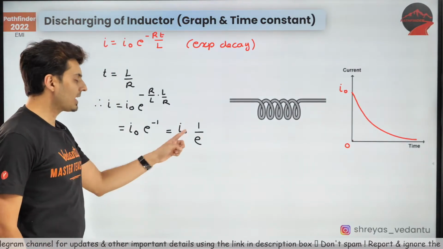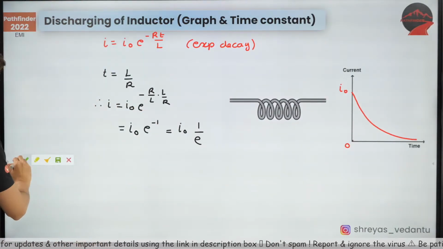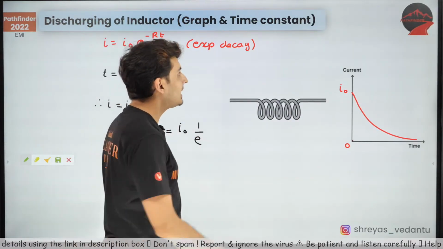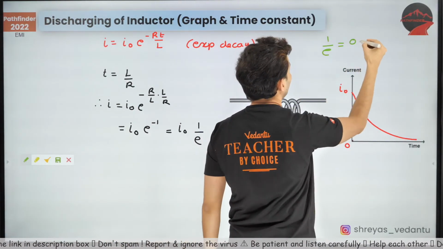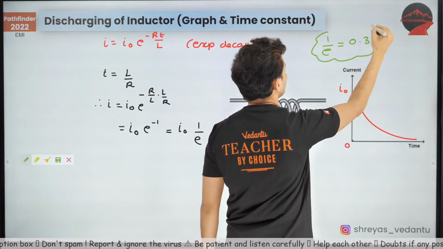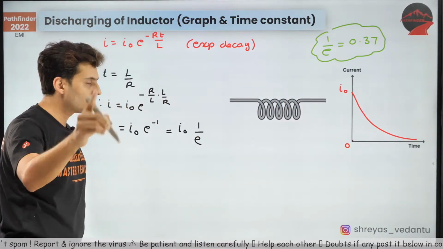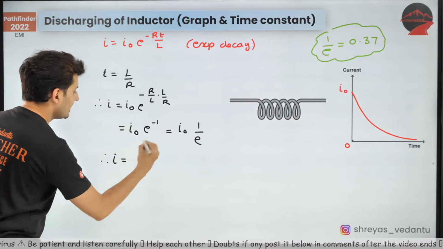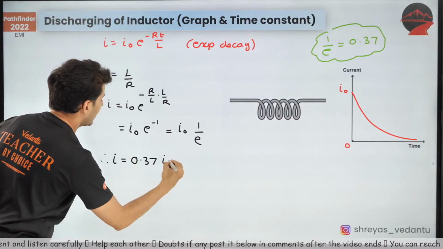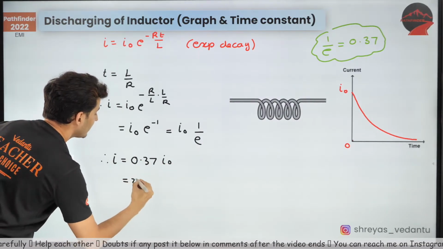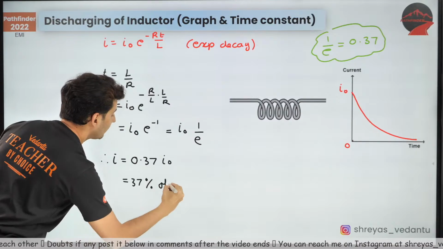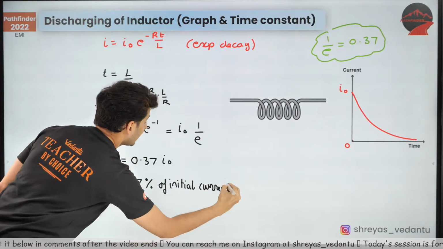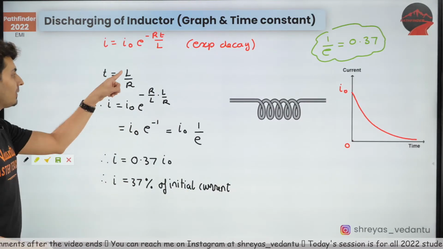Now if you remember this from capacitors, I have already suggested you to remember the value of 1 by e. e is 2.71, but 1 by e is nothing but 0.37. You are supposed to remember this value. Always keep this in mind. Very, very important. So what am I going to get? I will get the current as 0.37 I naught. That means it is 37% of the initial current. After how much time? After a time of L by R.